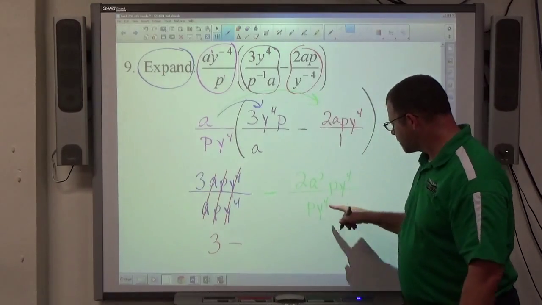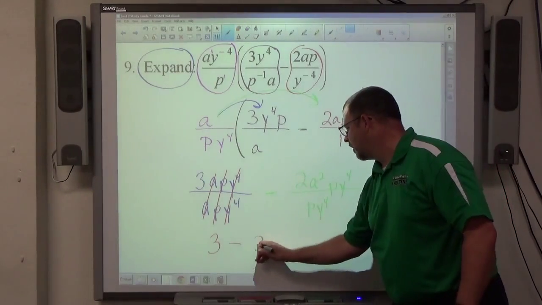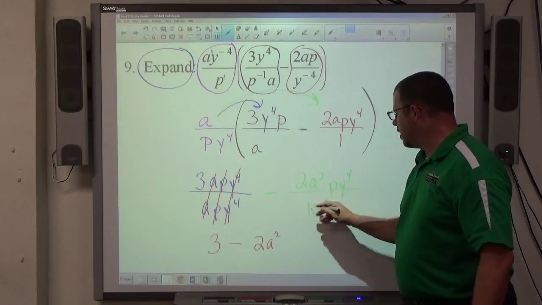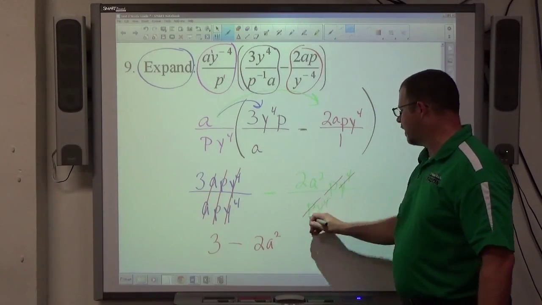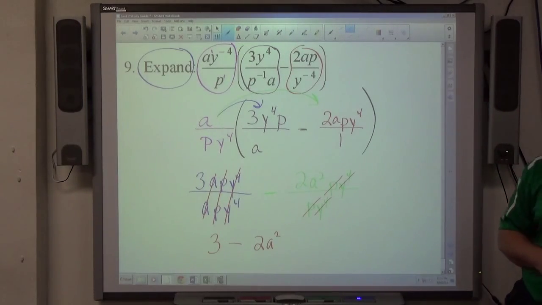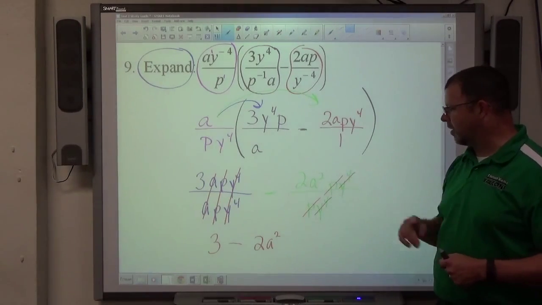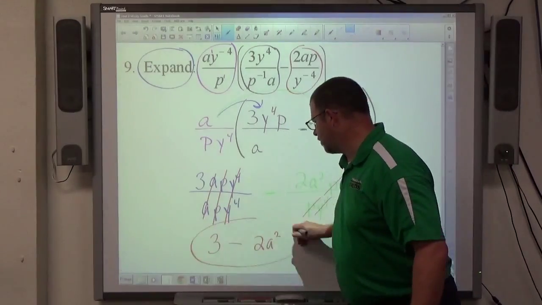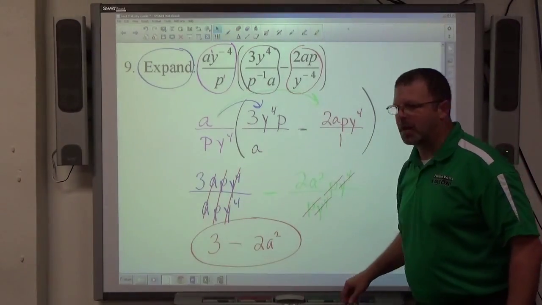On the second one, 2 is behaving itself. A squared is behaving itself. Too many P's, they cancel. Too many Y's, they cancel. If they happen to be different powers, then just subtract the powers, but the answer where the bigger power is. In this case, they're exactly the same, so they just cancel. 3 minus 2a squared is the simplest expression possible for that problem.